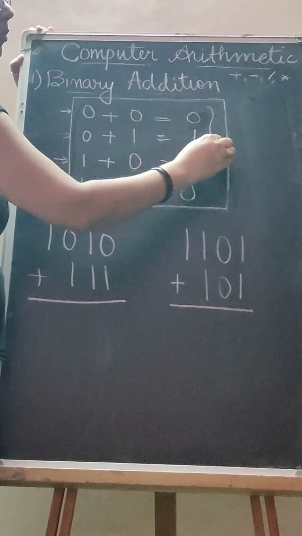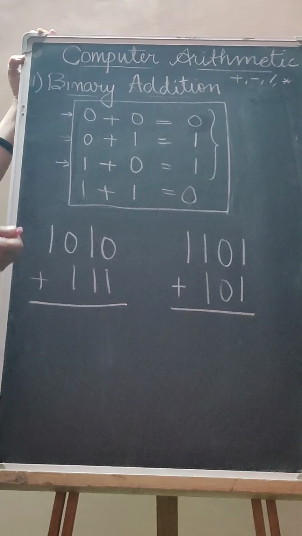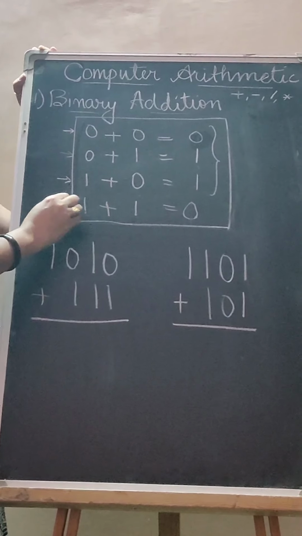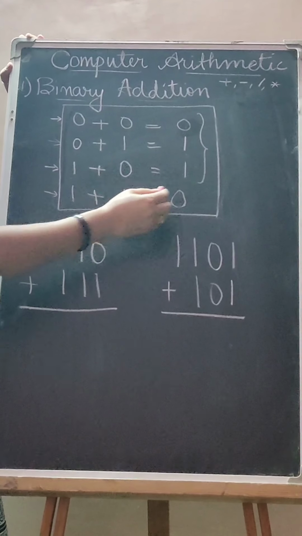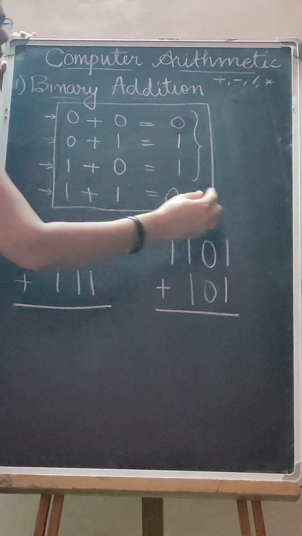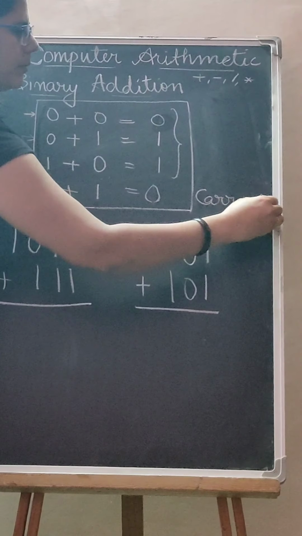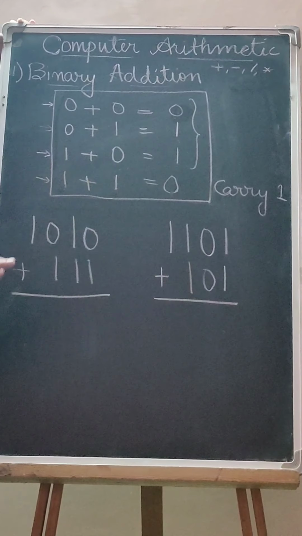These three are the common rules as we follow in the decimal number system. When we add decimal numbers, we follow these three rules as they are. But the fourth one is slightly different from these. 1 plus 1, we will get result 0 and 1 will be carried forward. Means we have to carry 1 to the next digit.